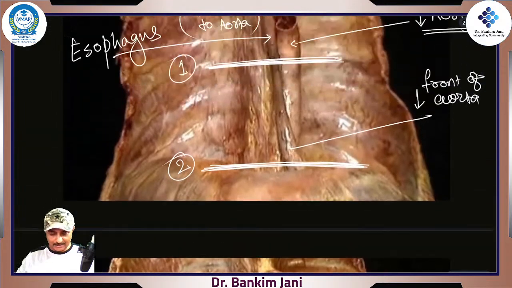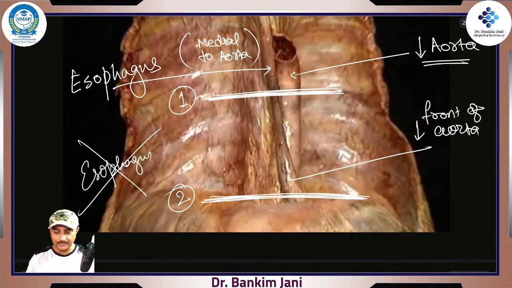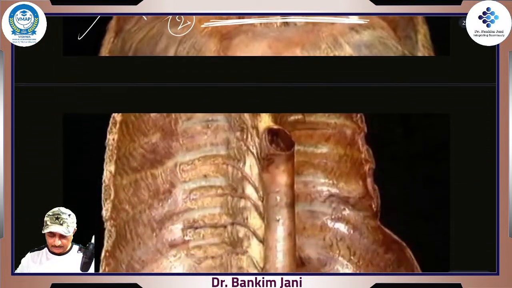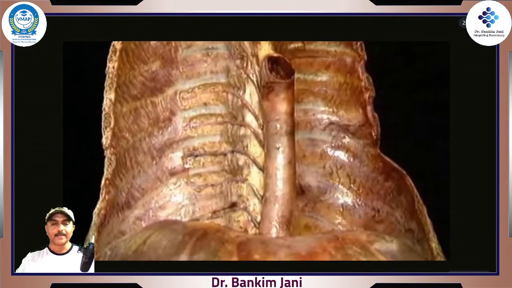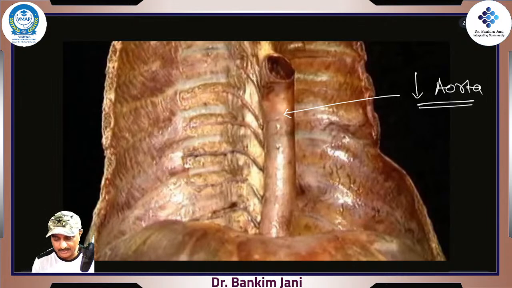To see the structure still better, because our prime aim is the aorta, let's sacrifice the esophagus. Then we see what this descending aorta will do. Here it is. This is the descending aorta, and it is giving some very good branches. We can see it so cleanly.